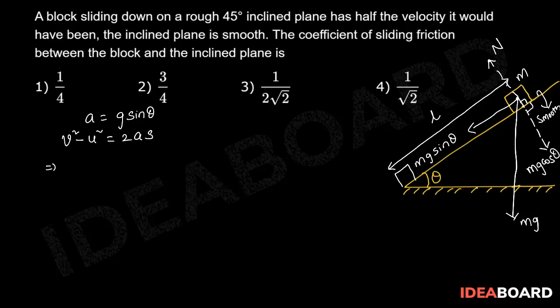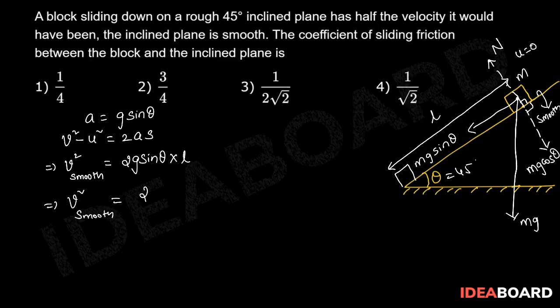So we are calculating v square on smooth surface, so let us write it as v square smooth is equal to, because the block started to slide down the inclination, its initial velocity will be 0, so u is 0, so this is equal to 2 g sin theta times L. As theta is given as 45 degrees according to the problem, we can write v square on smooth surface is equal to 2gL upon root 2. Let this be the first equation.